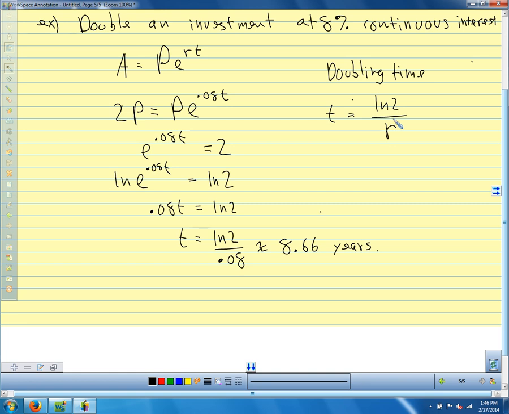So kind of an interesting idea that we get this doubling time. It doesn't matter how much money we have. The doubling time is always the same. So for an 8% interest rate, our doubling time is a little more than 8.5 years.